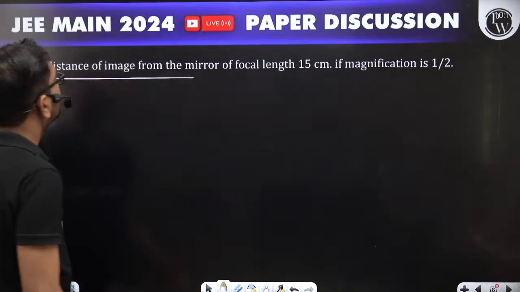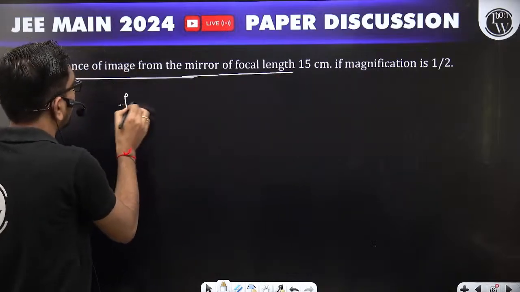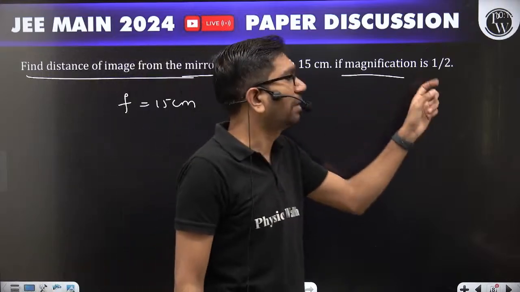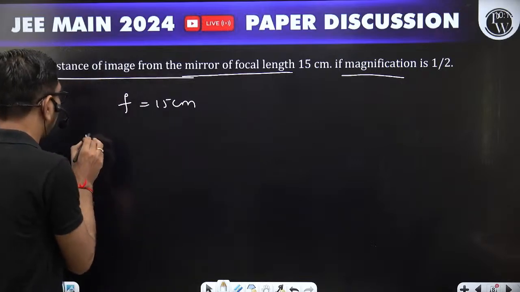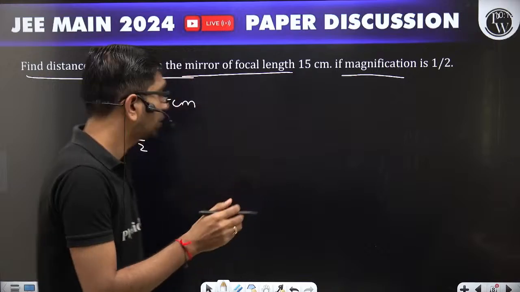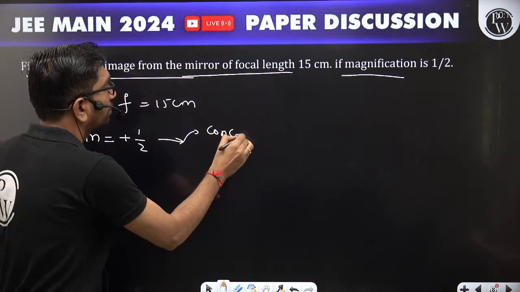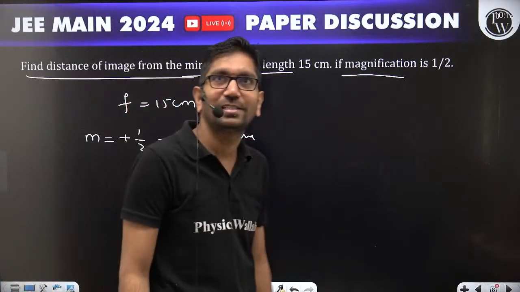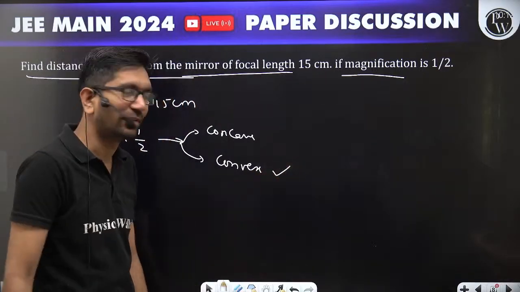Find the distance of the image from a mirror of focal length 15 centimeter, okay? And this is a mirror. The magnification is mentioned as plus 1 by 2. First of all, tell me, which type of mirror are we using here, concave or convex? We have to use the convex mirror, beta.